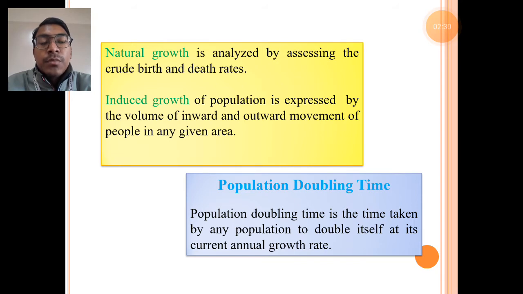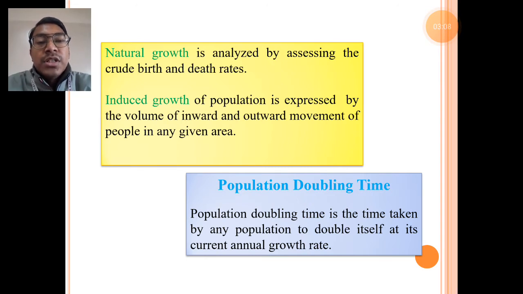Whereas induced growth of population is expressed by the volume of inward and outward movement of people in any given area. In case of induced growth of population, we take into consideration the migration also, that is the in-migration and the out-migration, as well as the birth rate and the death rate. So these are the two components of population change, the natural and the induced growth of population change.